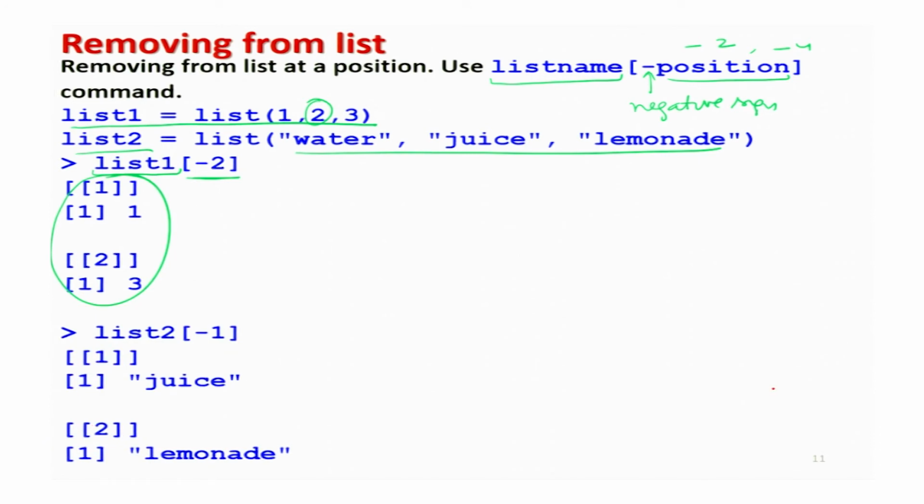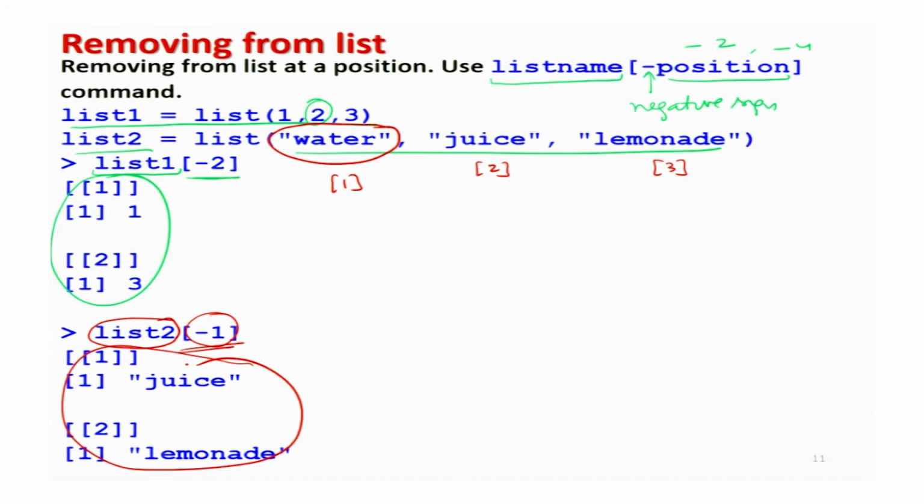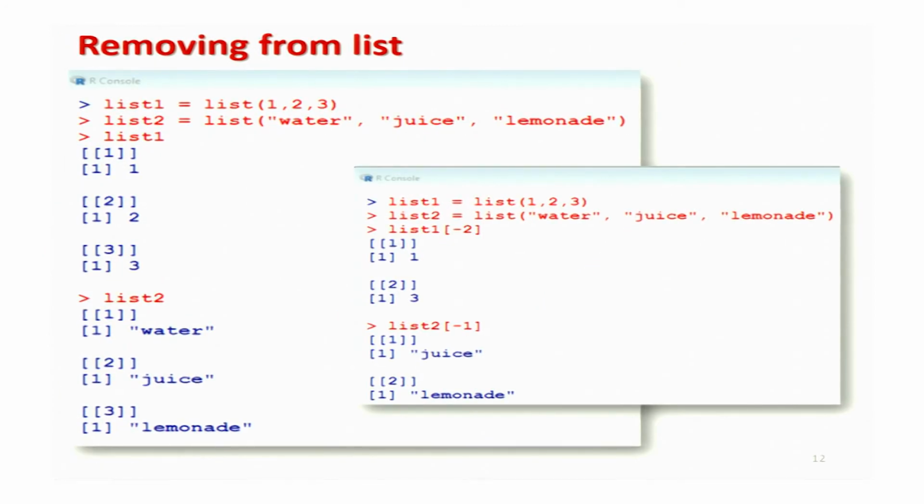Similarly, if I want to remove water from list 2, you can see that this is position number 1, position number 2 is juice, and position number 3 is lemonade. So, I simply write list 2, which is the name of the list, and inside the square brackets I write -1. You can see that water is removed, and you have only juice and lemonade, which correspond to the second and third elements in list 2. So, this is how you can remove any element from a list at a given position.